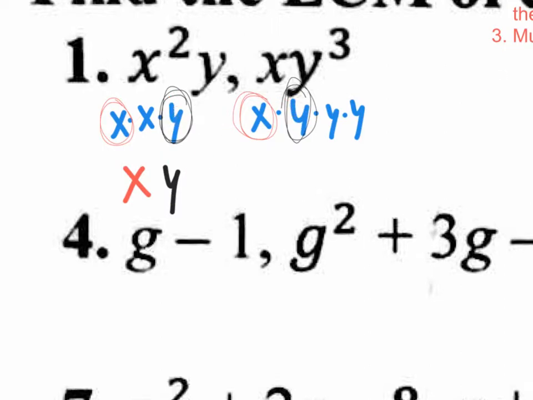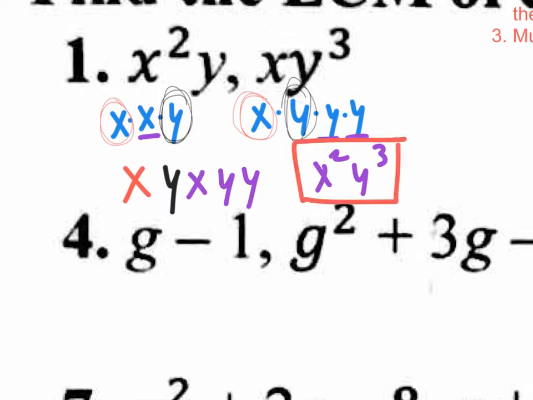And then what about the rest? I bring it down. So, let me change colors here. This x and this y, I'm going to bring them down. So I'm going to bring down the x, the y, and the y. So ladies and gentlemen, my LCD will be this. Let's just multiply it through because it's a monomial. I'm going to have x squared y to the third. So that would be your answer for number 1.